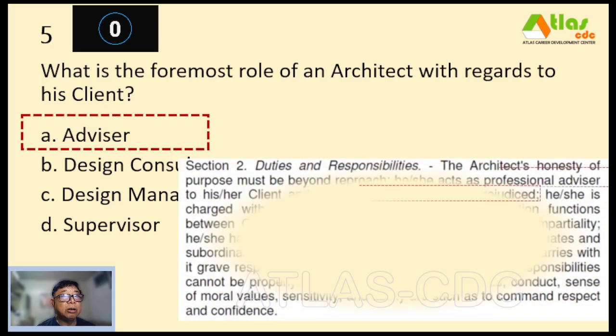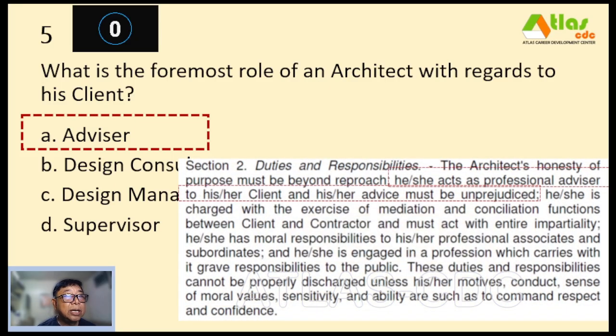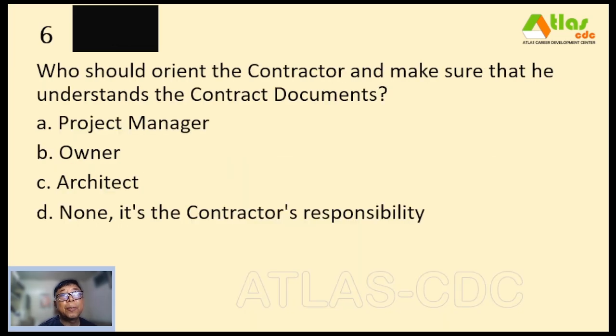So according to the Code of Ethics, the architect acts as professional advisor to his/her client, and his/her advice must be unprejudiced. Number 6, who should orient the contractor and make sure that he understands the contract documents?